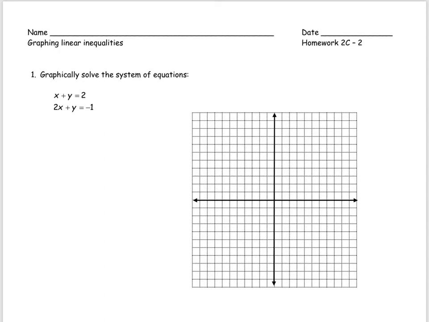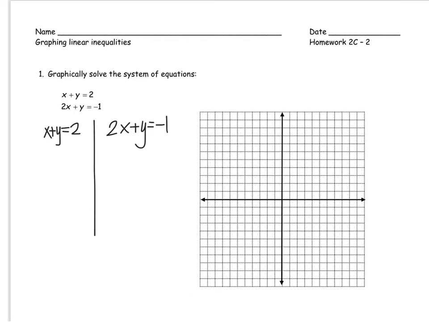Today we are going to go over the homework from lesson 2C-2. All right, number 1, graphically solve the system of equations. So we're going back to what we did on Tuesday, and these are equations because you can clearly see the equal sign. All right, so our first step is always to get each equation in slope-intercept form.